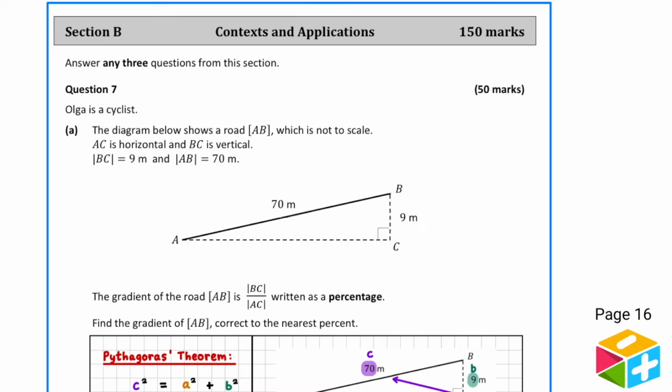In question 7a, we're presented with a diagram of a sloped road, AB. In this diagram, AC is horizontal and BC is vertical. We're told that AB is 70 metres and that BC is 9 metres. We are presented with a definition for the gradient of the road. It's defined to be the length of BC over the length of AC, written as a percentage. We need to find the gradient of the road correct to the nearest percentage.